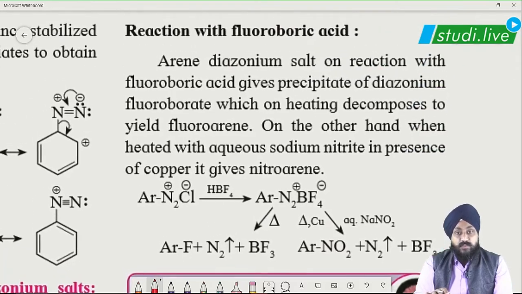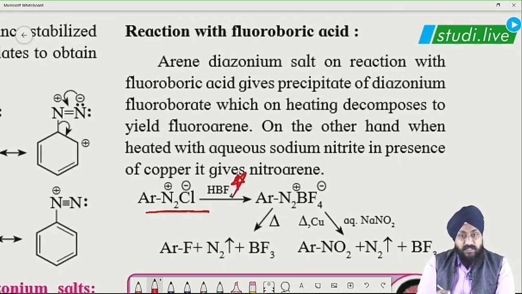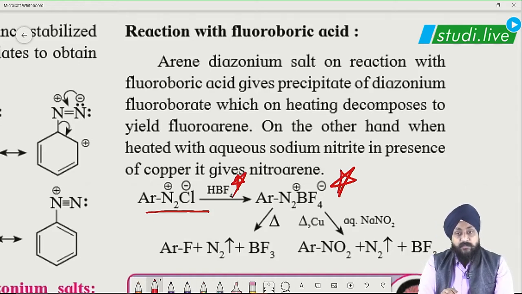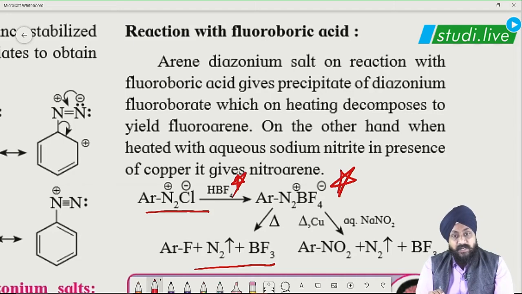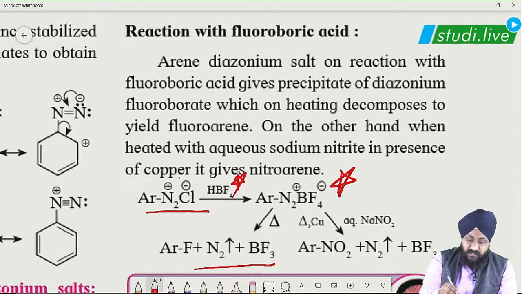See, one more reaction students here. Reaction with fluoroboric acid. If you take this one, arene diazonium chloride, and you react it with fluoroboric acid, it is going to form arene diazonium fluoroborate. If you heat it, you will get aryl fluoride along with N2 and what? BF3. And if you heat it with copper, you will get aryl nitro compound, and here what you are going to get? You are going to get nitrogen along with BF3. Students, here what we have done is, we have done two reactions over here. In one, we have replaced this diazonium group with what?